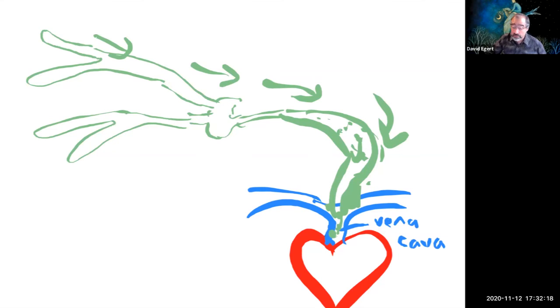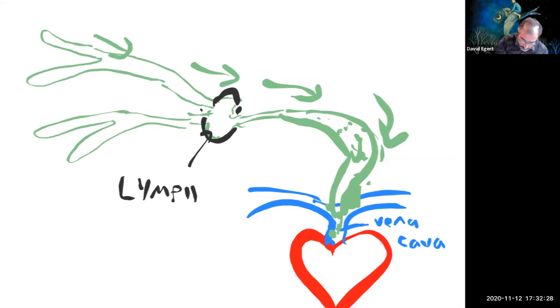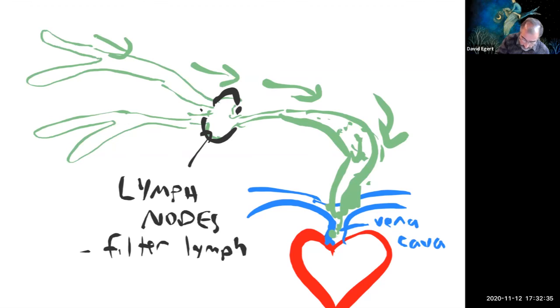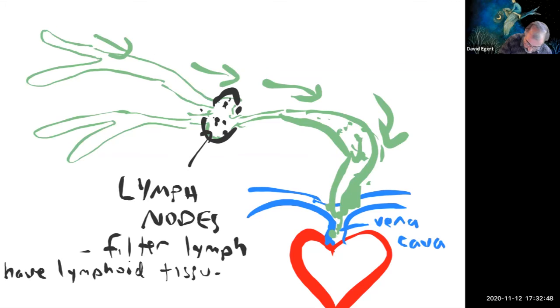Along the way, you go through these little things called lymph nodes, which basically filter the lymph. These have lymphoid tissue, which is basically lymphocytes and macrophages, different kinds of white blood cells.